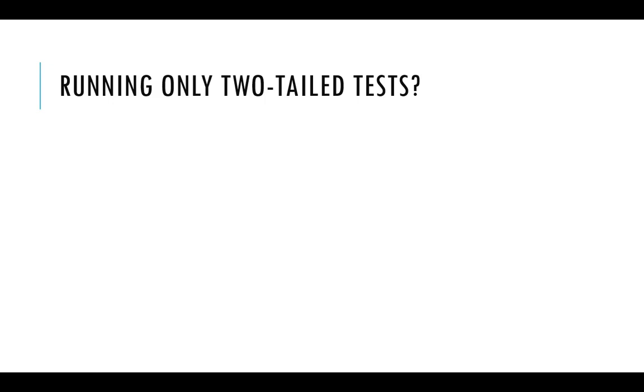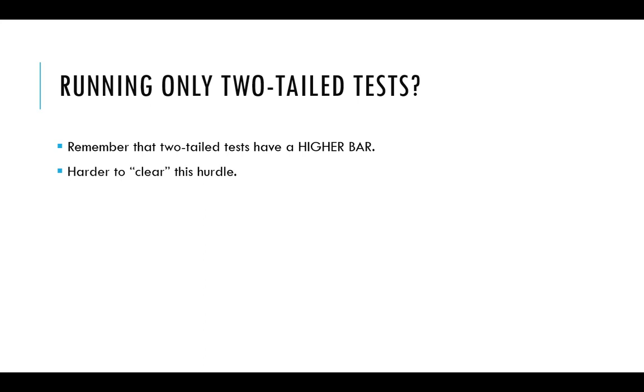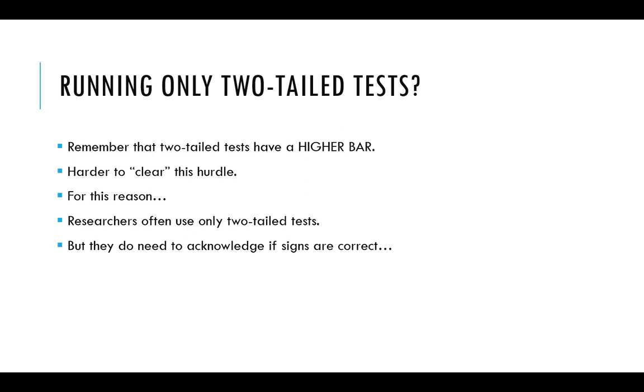Sometimes we see studies running only two-tailed tests, and it's important for you to understand whether that's okay. It all comes down to remembering that two-tailed tests have a higher bar. In other words, it's harder to clear the hurdle. It's a more robust test in this sense. So for this reason, it makes sense that researchers might often use only two-tailed tests. They're basically limiting themselves to the harder test. But they do need to acknowledge if the signs for their hypothesis, the ones on their coefficients, are correct, because a two-tailed test, remember, looks at is something equal to 0, not equal to 0. It's not looking at whether you've gotten the sign right, but it is a more rigorous test.